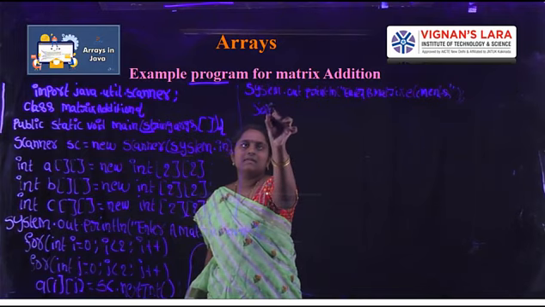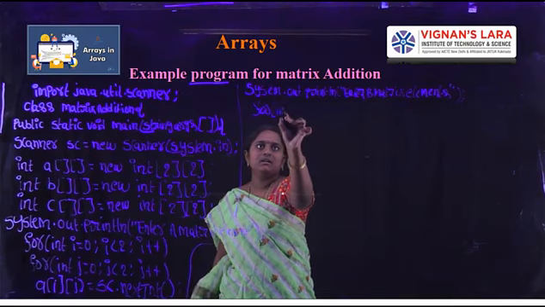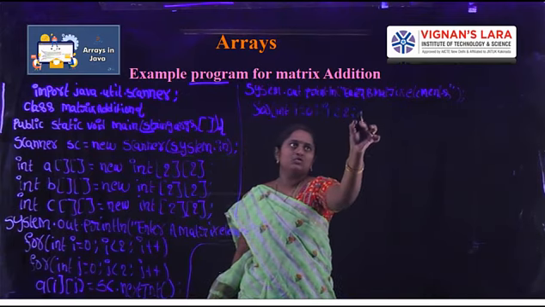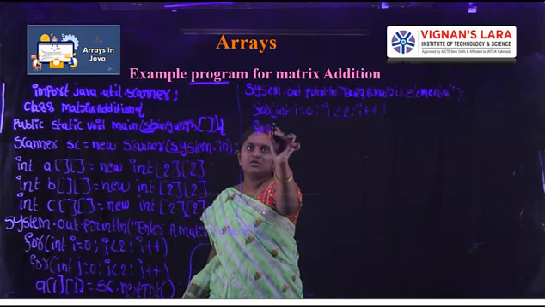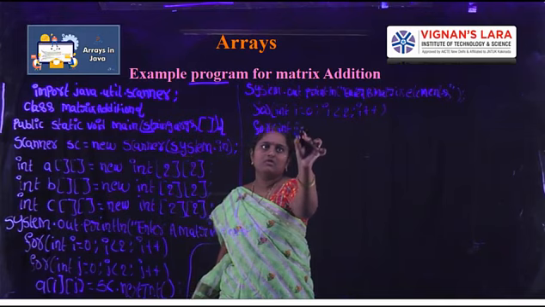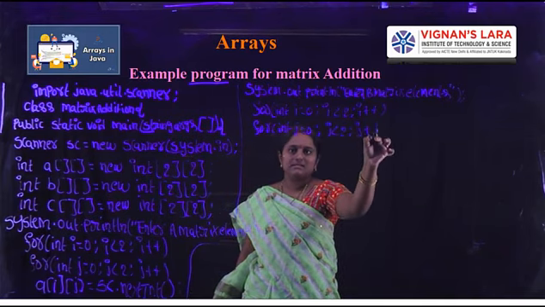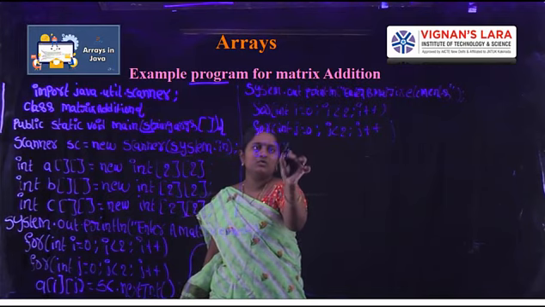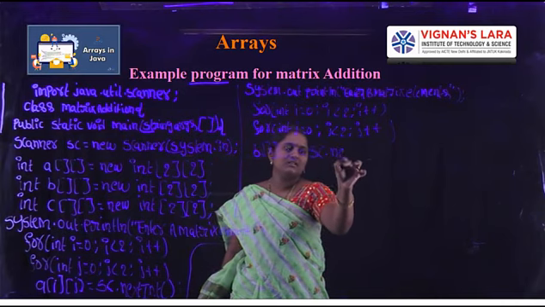In the similar way, the same steps we have to write here. So here, int i equal to 0, i less than 2, i plus plus. We have to use a nested for loop: int j equal to 0, j less than 2, j plus plus. Next one, b of ij equal to sc.nextInt.